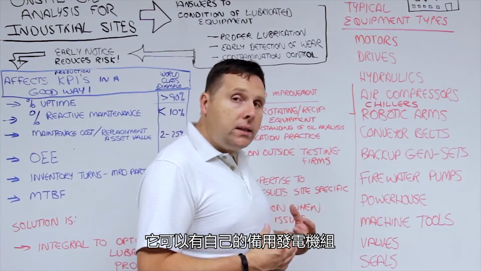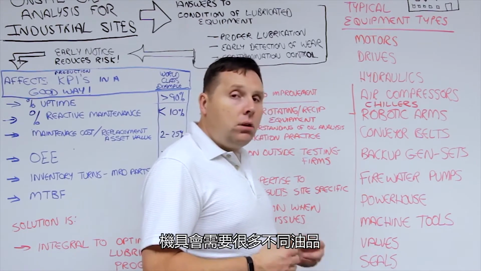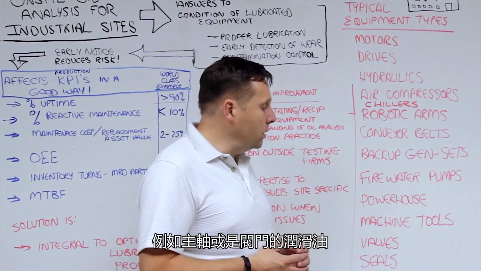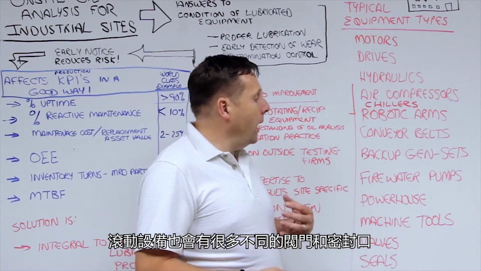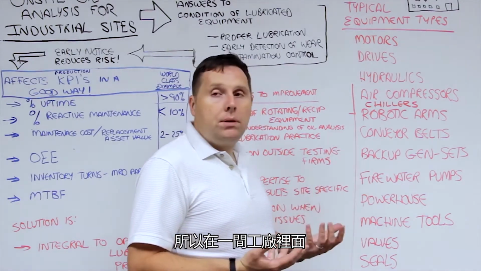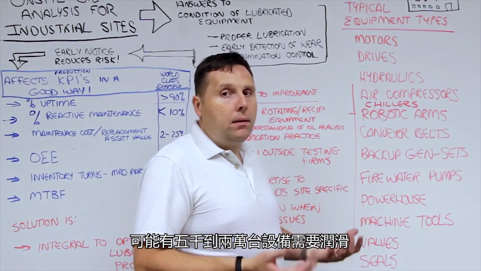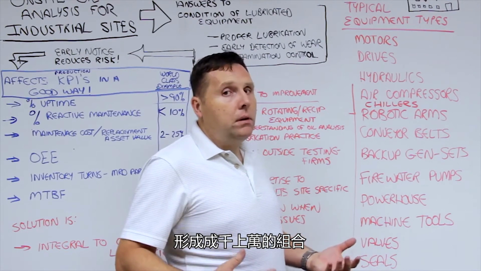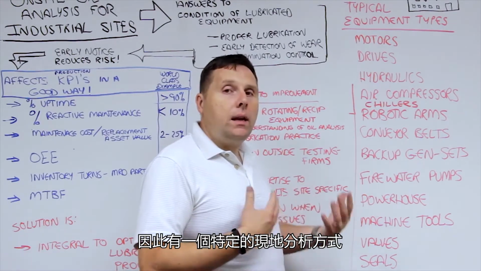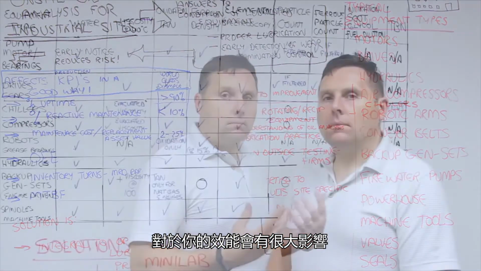It can have its own gen set, or it can have the power being supplied by a dedicated site. Machine tools will provide a lot of different fluids like spindles and valves, lubricating fluids. Same thing with rollers, a variety of different systems, and you can have a variety of valves and seals. At any one particular site, you can have anywhere from 5 to 20,000 pieces of equipment for lubrication, and on very large integrated complexes that runs into the hundreds of thousands. So having a dedicated program has a major effect on what you're trying to do.